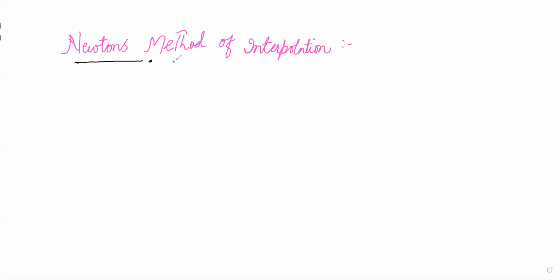Okay, so let's talk about Newton's method of interpolation. Before we discuss how Newton's method of interpolation works, we have to define some important tables, what we call the difference tables. So first of all, before we talk about Newton's method of interpolation, let's talk about the difference tables.